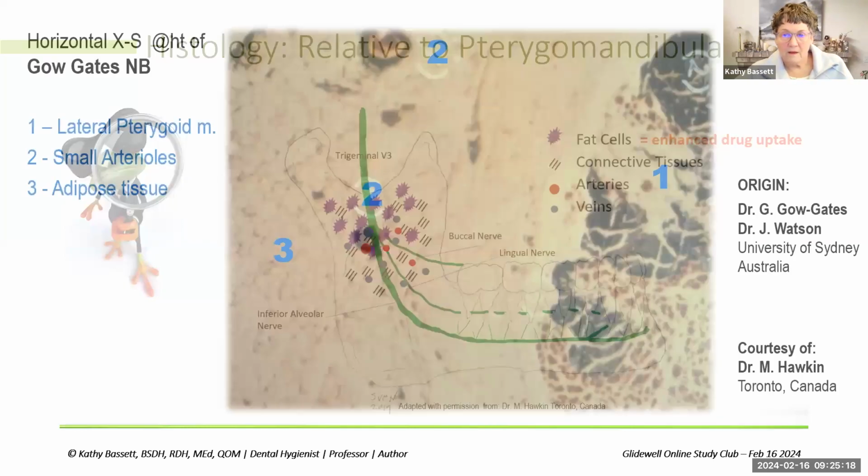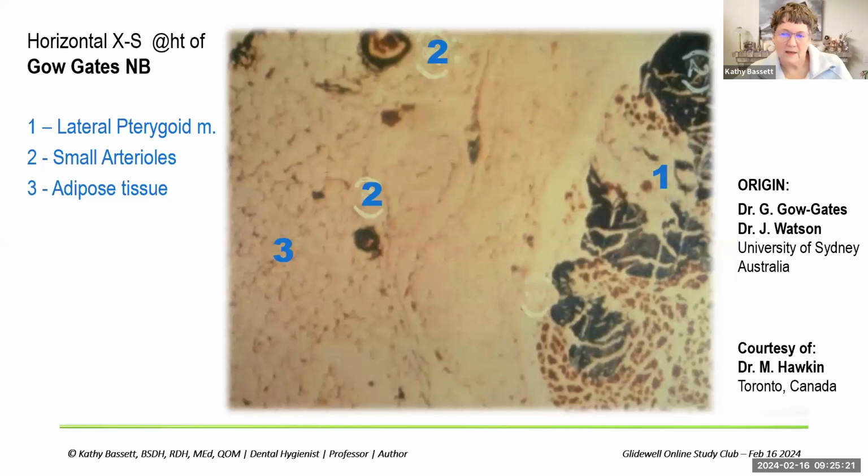Here's a cross-section of the tissues at the height of the Gow-Gates nerve block. This is originally a slide of Dr. George Gow-Gates, and Mel Hawkins in Canada graciously has gifted me the opportunity for this pair of slides. But what you really see is all that dense adipose. Way to the right, where number 1 is, that's your cross-section of your lateral pterygoid. And then the darker areas are the small arterioles. So you can see that the blood supply distribution is fairly confined in that area, but the density of the adipose tissue is really thick.